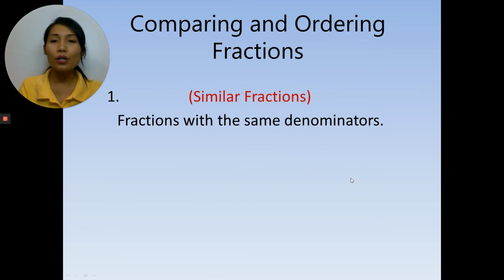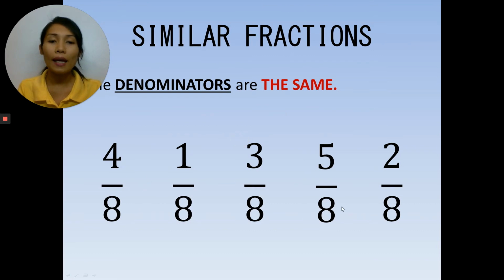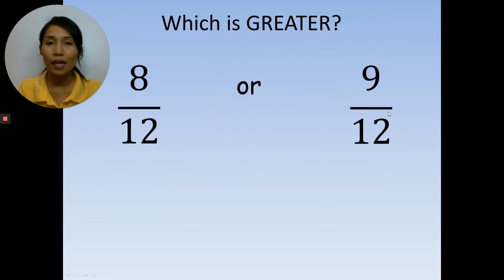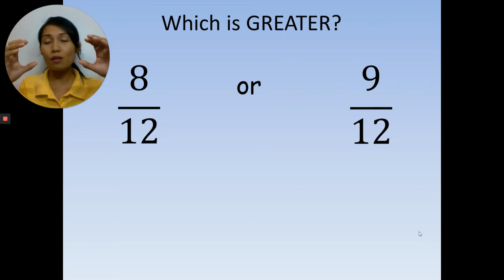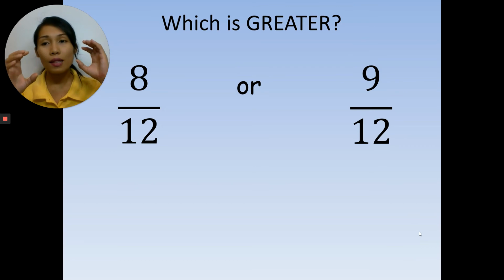First, similar fractions. These are the fractions with the same denominators. That's what I told you a while ago. Like this one, the denominators are the same. We will identify which one is smaller or greater based on their numerator. Look at their denominator. They are equal, right? So we choose between the numerators. If the numerator is smaller, then that is a lesser fraction. If the numerator is bigger, then that is a greater fraction.